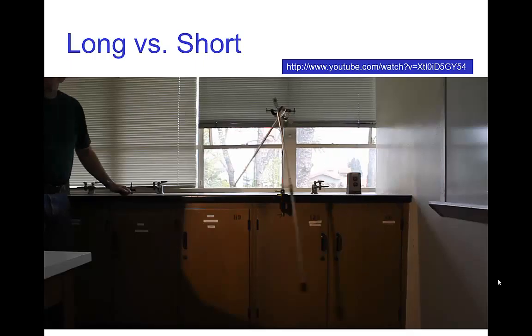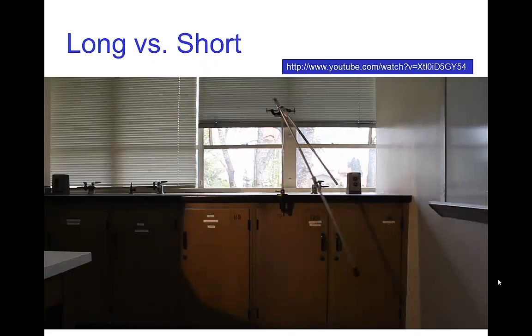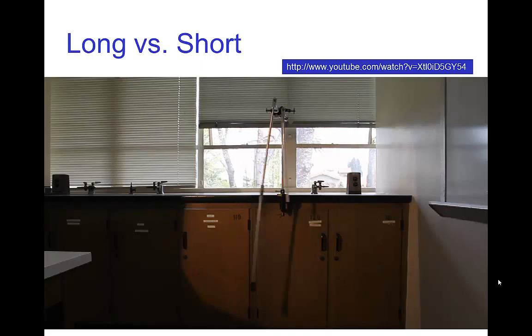And when you see them swinging back and forth, hopefully it's obvious that the short one is swinging faster, in that it has a shorter period. So the one that has a short length also has a shorter period, so it takes less time to complete a cycle than the longer pendulum.